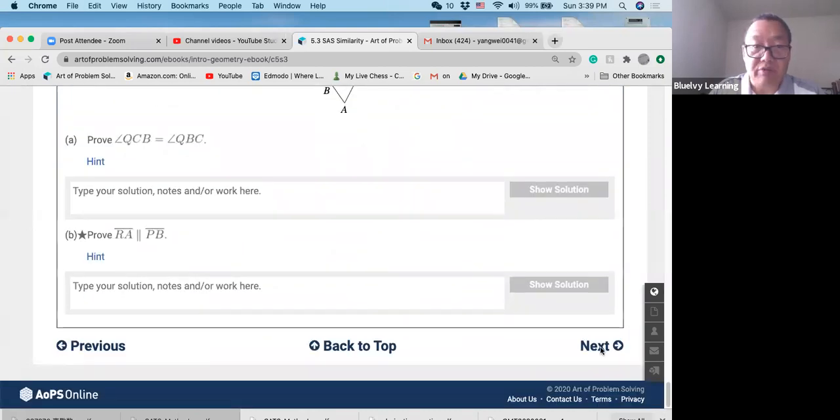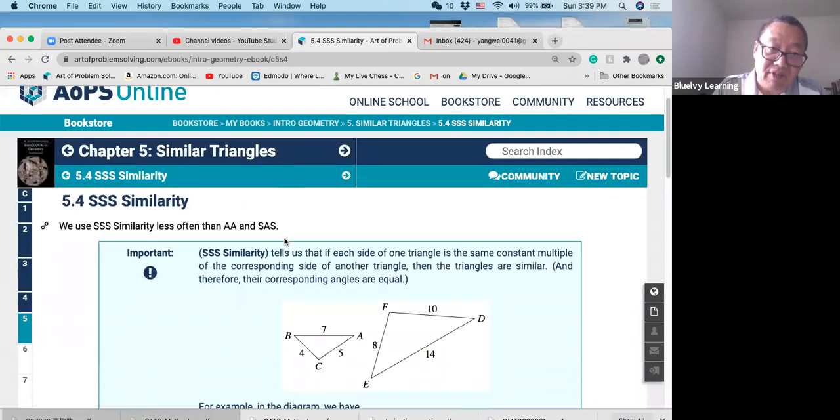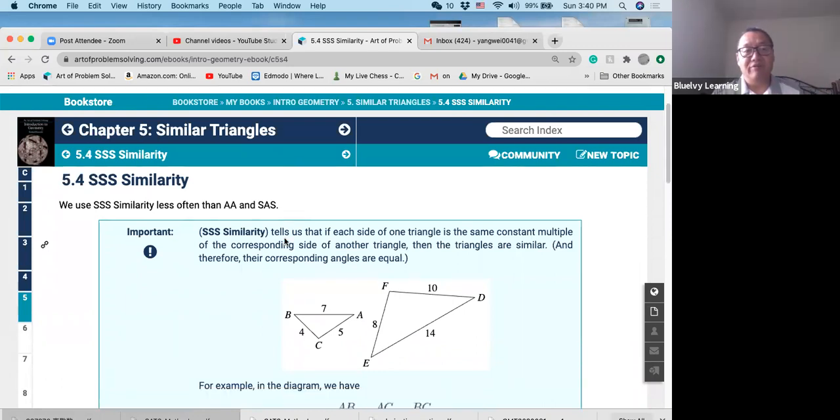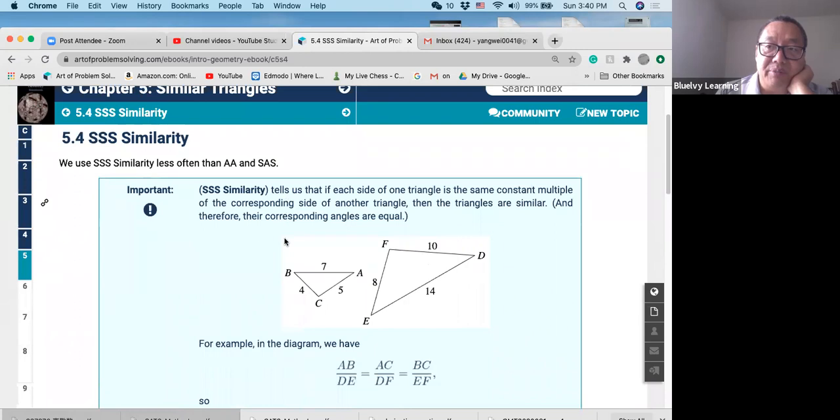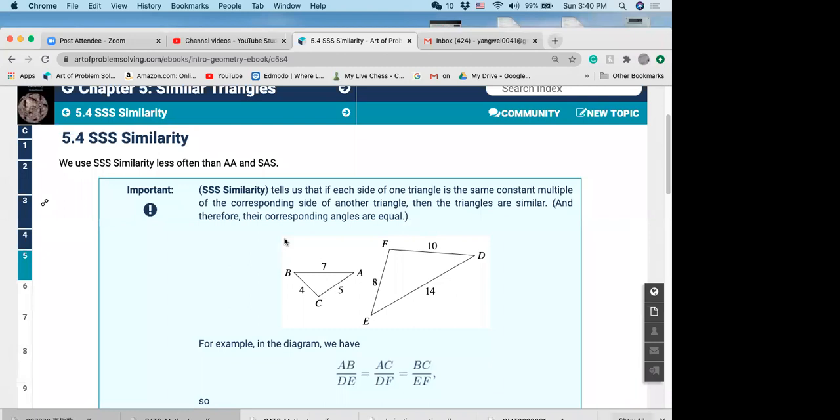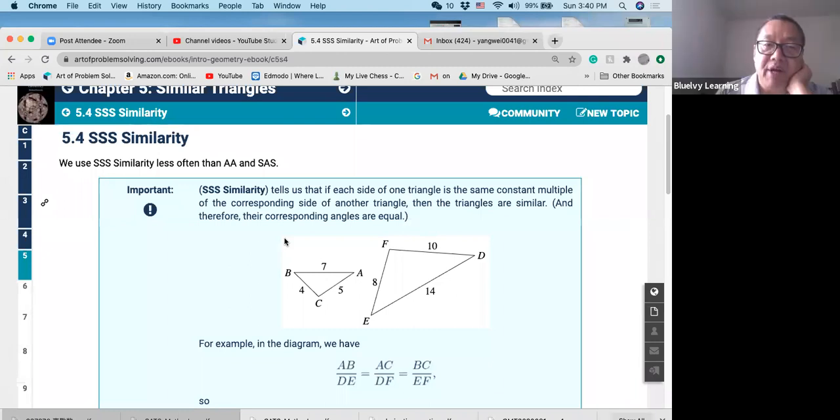Now let's go to the next one. This one, the third similarity we need to learn, is called SSS, that's side, side, side. In congruent triangles, we also have this theorem, but that one requires 3 pairs of sides to be congruent. This one, we only require 3 pairs of sides to have the same ratio. Definitely, if this ratio equals 1, these two triangles are congruent. But if they have a ratio not equal to 1, they're similar, not congruent.